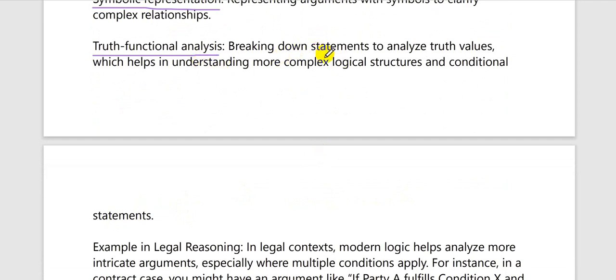So in modern logic, statements are broken down to analyze their truth value. Complex statements are broken down into simpler statements to analyze whether they are true or false, which will help in understanding more complex logical structures and conditional statements. This is very important.